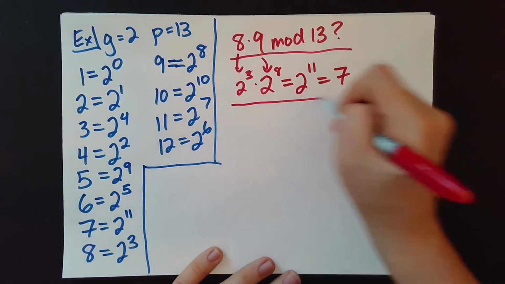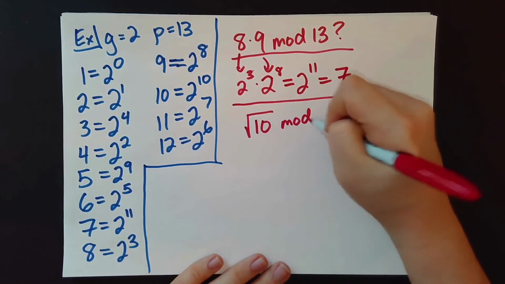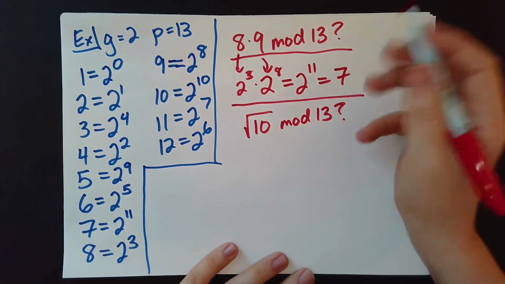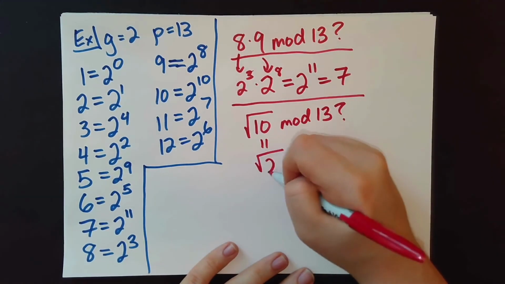Another example, what if I ask you for the square root of 10 mod 13? Well, the square root of 10 is, by this, it's the square root of 2 to the 10th.